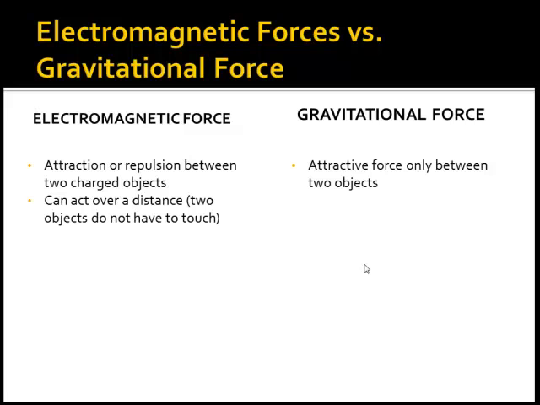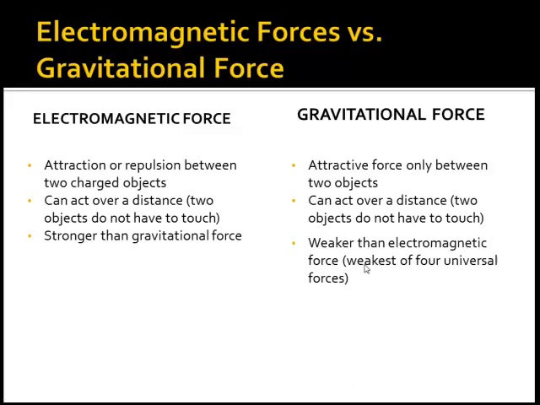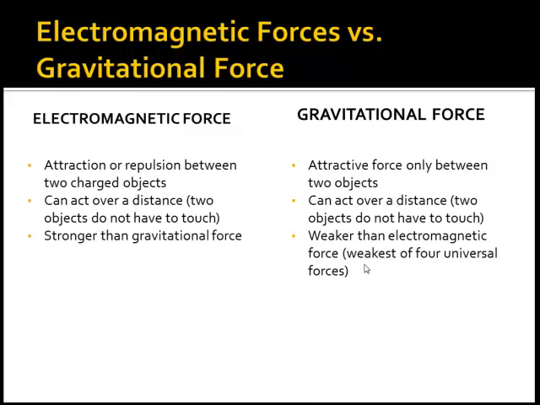The electromagnetic force can act over a distance, so the two objects don't have to touch each other. It is a distance force or a field force, and gravity acts the same way. So both forces are field forces, and they both act over a distance with a near infinite range. The electromagnetic force is much, much stronger than the gravitational force. And the gravitational force is the weakest of the four universal forces, so it is much weaker than the electromagnetic force.